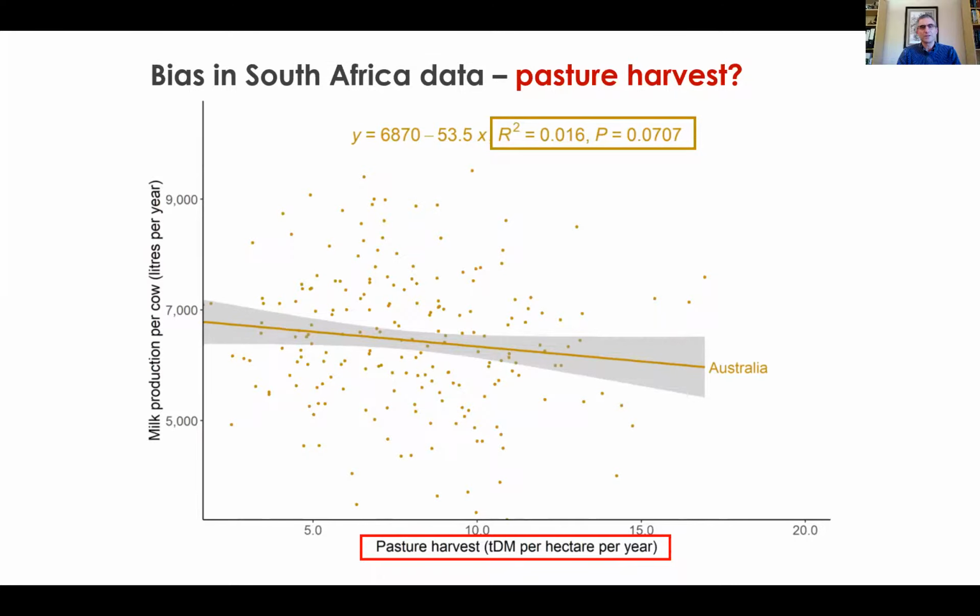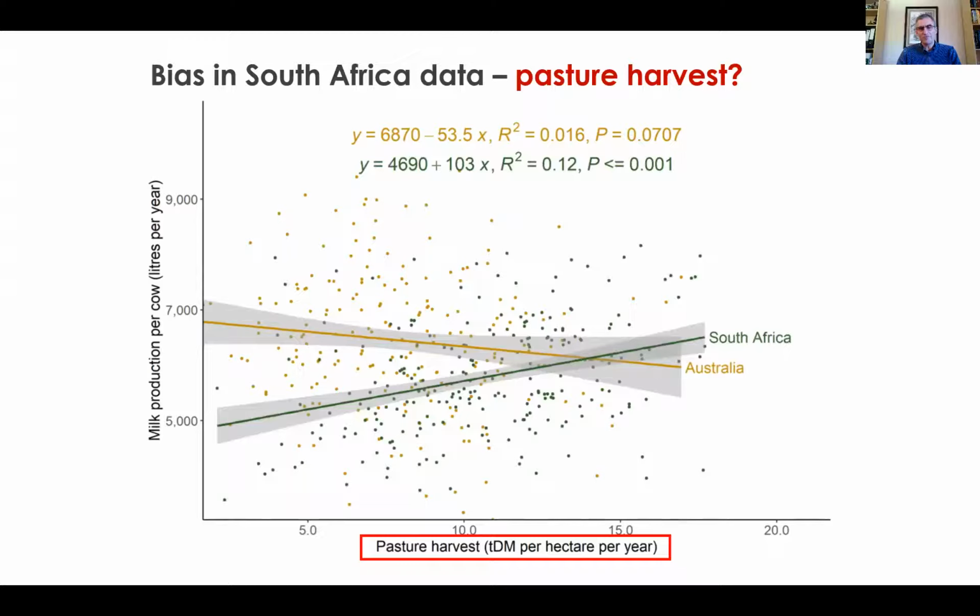However, when the South African data is overlaid, the relationship is significant, and unlike in the Australian data, increasing pasture harvest is positively impacting on milk production per cow.